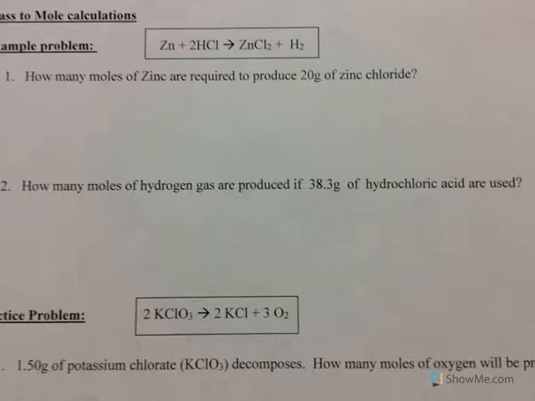So let's look at example problem 1 on the back. It says, how many moles of zinc, so let's underline that, that's what they're asking us to find, we want moles of zinc, are required to produce 20 grams of zinc chloride. So we're going to circle that and label it our given. Okay? So we want to know how many moles of zinc we need to start with in order to get 20 grams of zinc chloride.